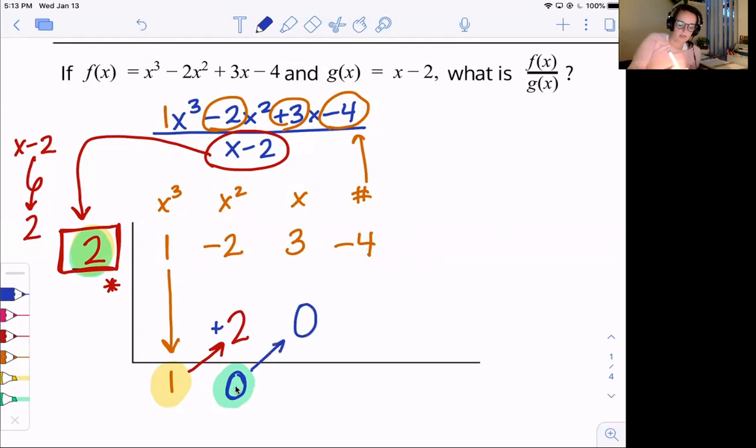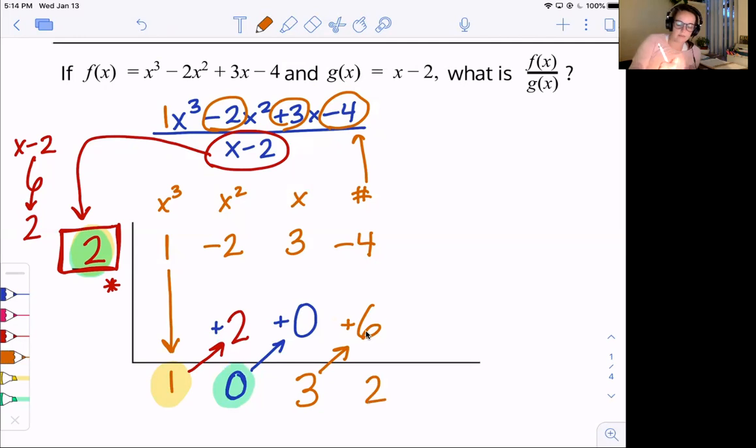Then I'm going to go ahead and add 3 plus 0, which would be 3. So I'm going to put a 3 right here. I have 3 times 2, which would give me 6, which goes right here. And again, I'm going to add these. Negative 4 plus 6 is 2.